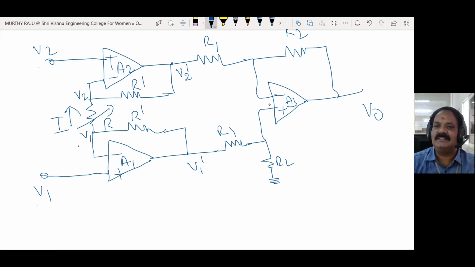A3 is the difference amplifier configuration. A3 is the differential op-amp configuration. The inputs to that difference amplifier configuration are V2 dash and V1 dash. The outputs of these two non-inverting amplifiers are V1 dash and V2 dash.